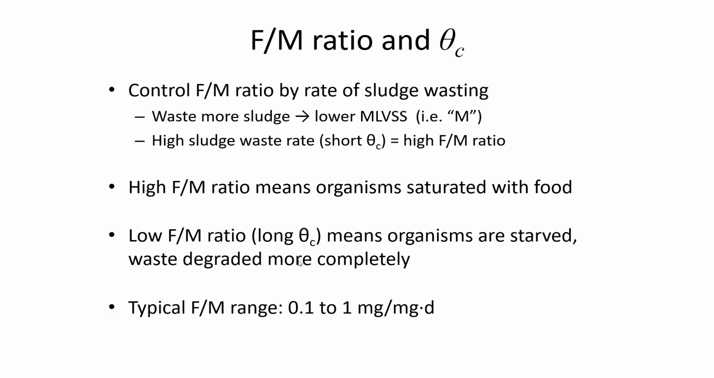So a typical range of food to microorganisms is between 0.1 to 1. So think about what that means in physical terms. What we're saying is the bacteria are being offered between 10% and 100% of their body weight in food each day. That's the typical operating range of F to M ratio. So 0.1 means 0.1 milligrams of food per milligram of microbes per day. So microbes can eat more than we can.